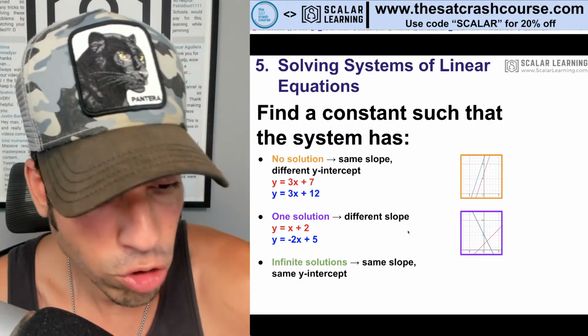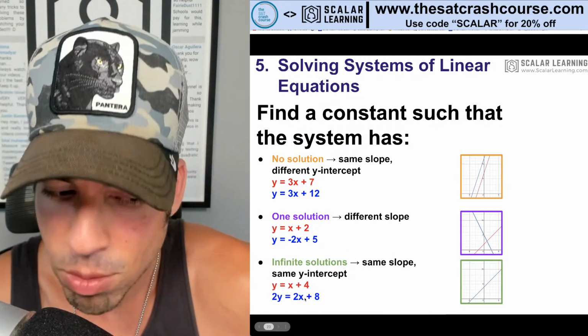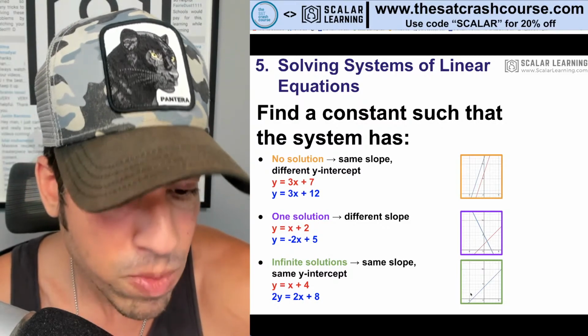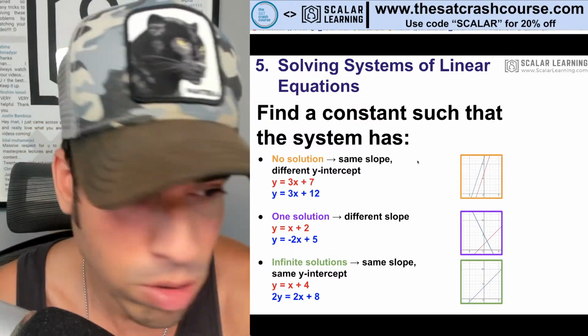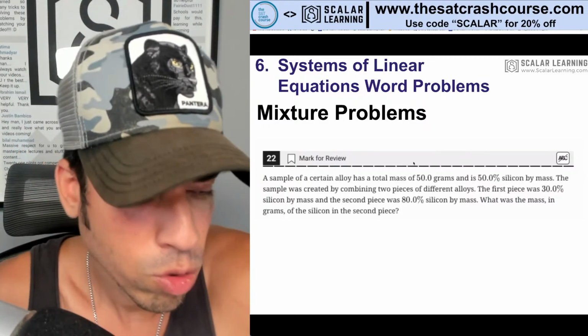And then infinite solutions, same slope, same y-intercept, meaning the lines are identical. If I divide the bottom one by 2, it will give me the same as the top line. So they're right on top of each other. That's infinite solutions. Okay. Next, we get to systems of linear equation word problems.